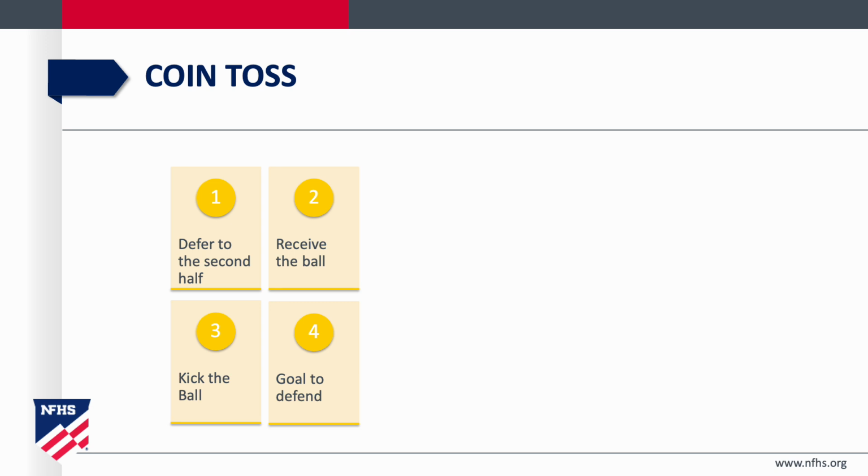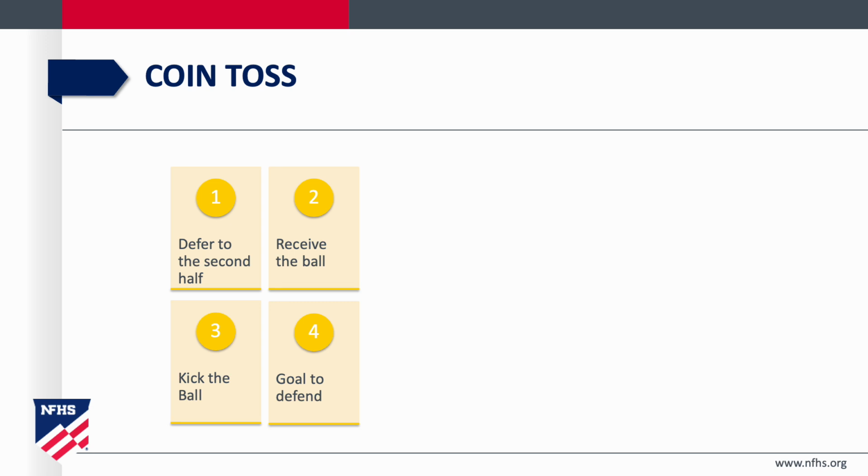The winner of the coin toss has 4 options. The first is to defer to the second half. This means that they get to use their options after halftime. The second is to receive the opening kickoff. The third is to kick the ball. Do not let players use this option. If they say this, they mean defer. If a team chooses to kick, they will kick opening both halves, and you will be in for a long game. Finally, the last choice is to pick which goal to defend to start the game.